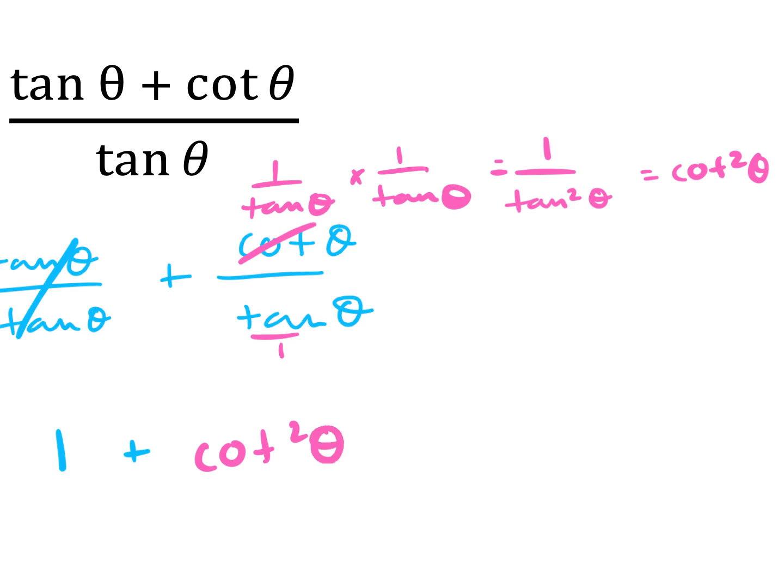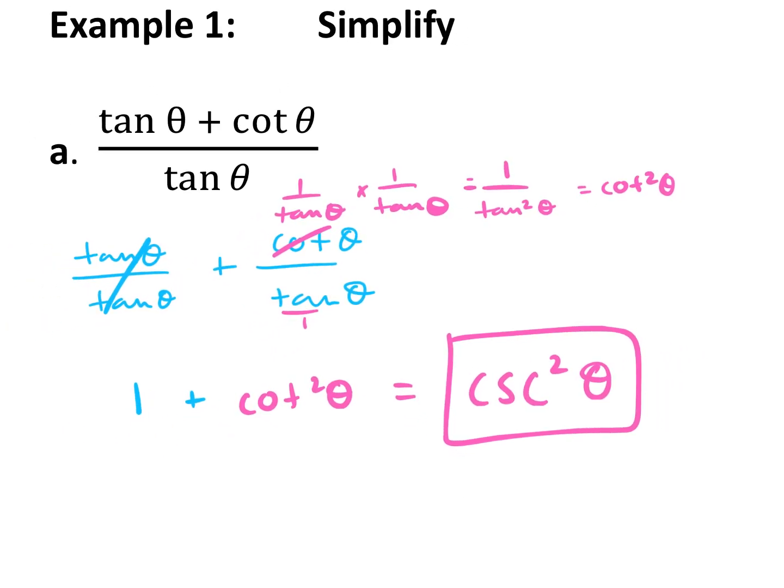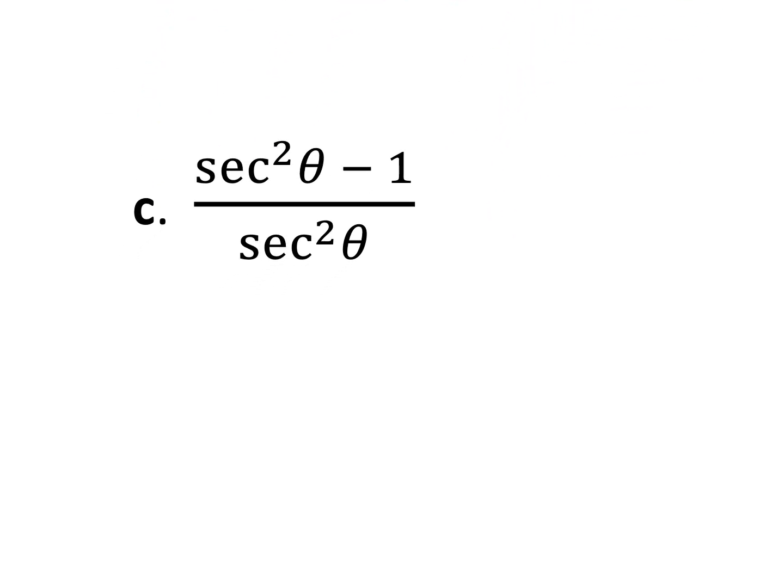Does 1 plus cotangent squared change into anything? So this would be cosecant squared. So in this case, we didn't have to end up bringing them back together because it simplified. Let's go to the one below it, B. What should I do first here?